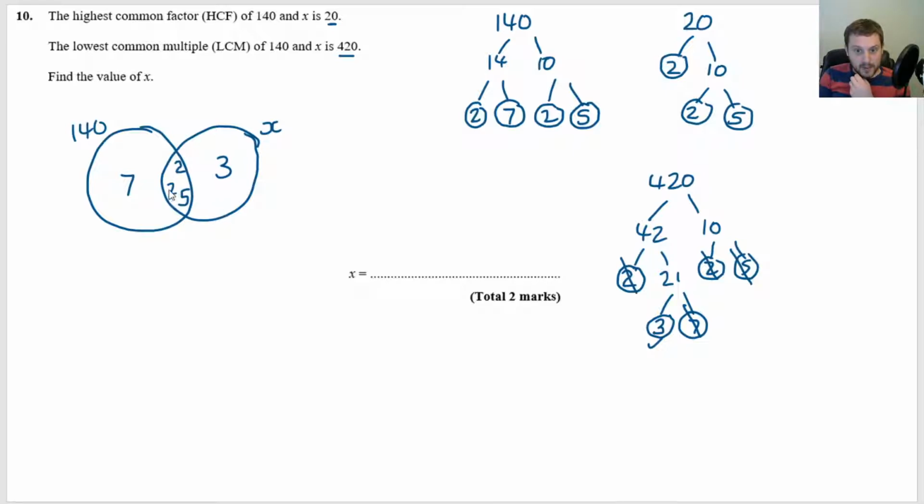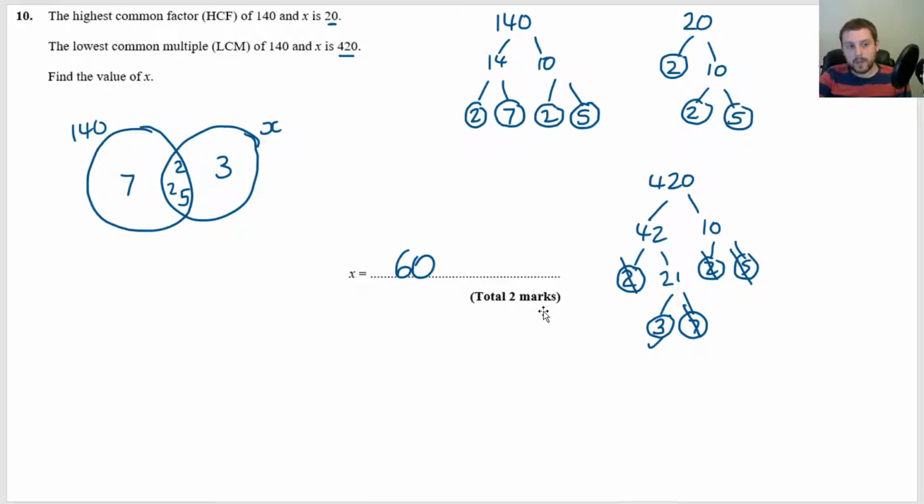Right? Because 2 times 2 is 4, times 5 is 20. Of course, it's meant to be 20 in the middle there. And then 20 times 3 is 60. So that's one way of working it out. You could also have used trial and error. You could have compared prime factorizations and seen it that way.